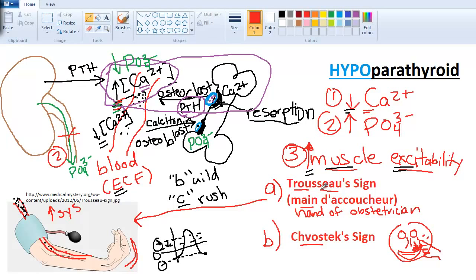How do I remember Trousseau's sign? I just look at this hand and I picture this guy has a sewing needle in there, right? And then there's a string and all that. So it's like to sew, Trousseau, he's sewing, so the hand is like that.